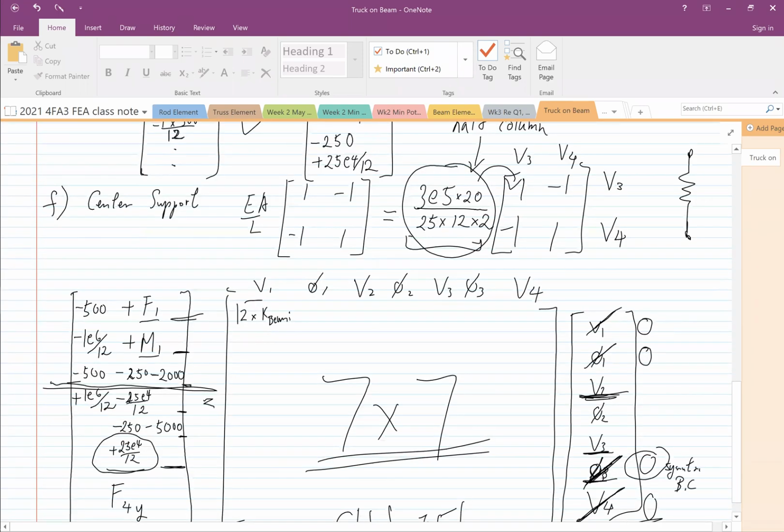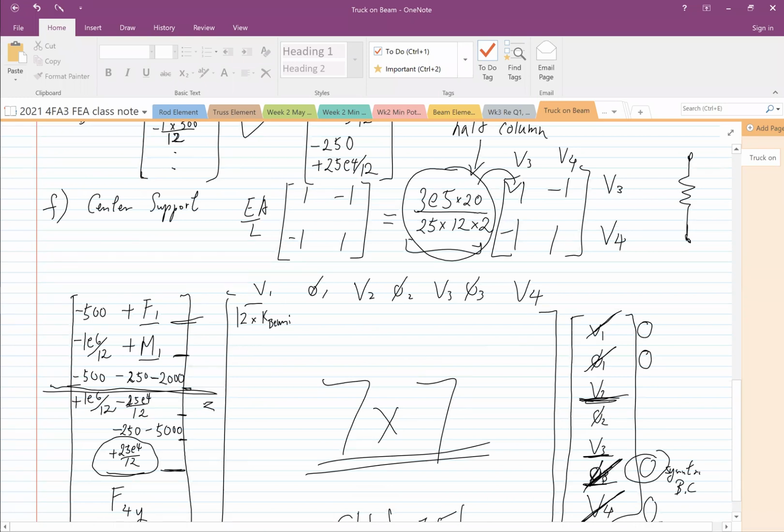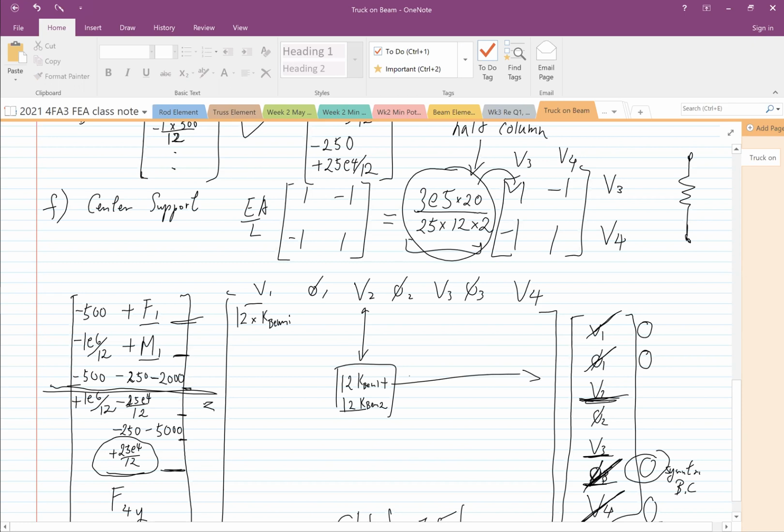Okay, we only add... where's 12? Look at that right here. 12 times K beam 1 plus 12 times K beam 2. Yeah, that's right, right here. The V2 row and V2 columns and V2 row.